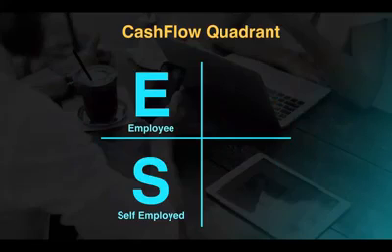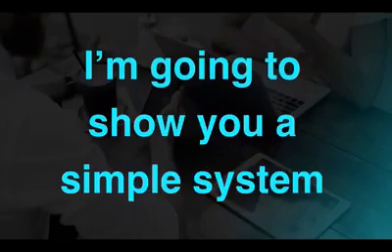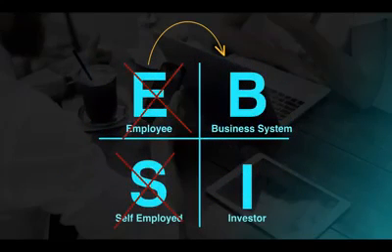As long as you're making your money from the left side of the quadrant with the E or the S, you cannot be financially free because you're trading your time for money. This is where most people were conditioned to believe they needed to make their money, while the wealthy elite operate from the right side of the quadrant and teach their children to make their money from the right side of the quadrant. The B, which stands for business system, and I, which stands for investor. This provides residual or walk-away income. This allows financial freedom.